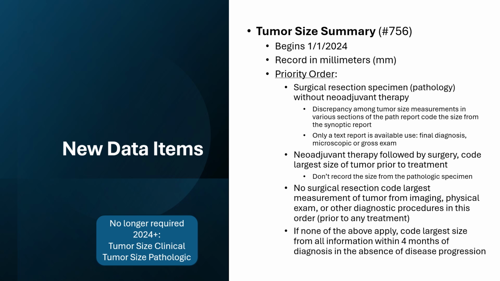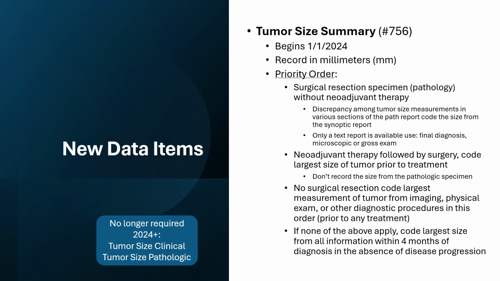New data item tumor size summary has the same instructions as the STORE manual. Tumor size clinical and tumor size pathologic have been removed and replaced by this data item, tumor size summary. This data item applies to cases diagnosed 2024 and forward. Previously diagnosed or historical cases will continue to be collected under tumor size clinical and tumor size pathologic. Tumor size summary is recorded in millimeters, and the priority order for recording tumor size summary is as follows.